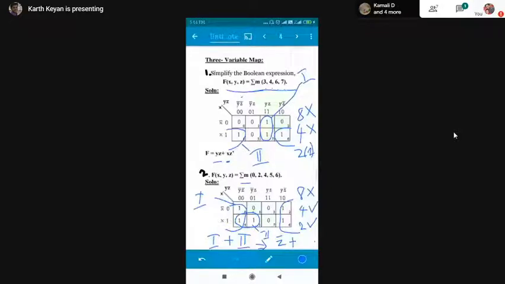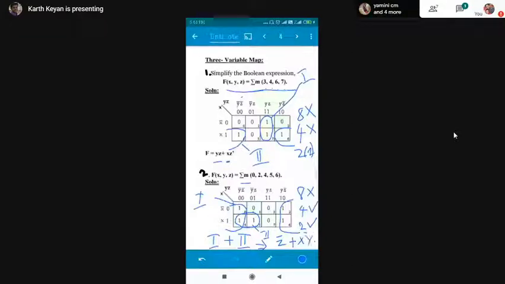Here I'm taking one 4 cell. With the help of that 4 cell, now we have only z bar. We'll go for the second term. It is one of the 2 cells. On the left side you will take x, and on top you will take y bar.